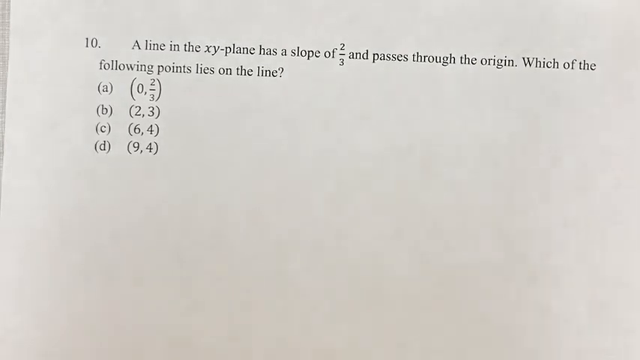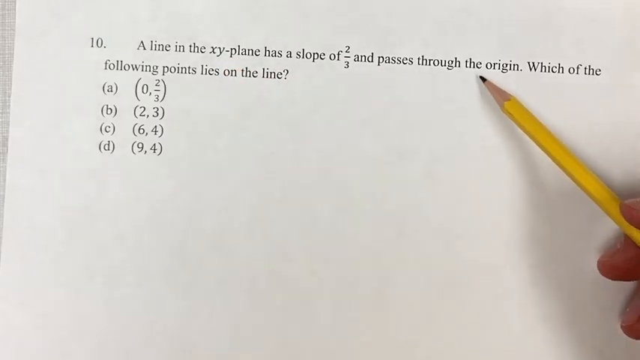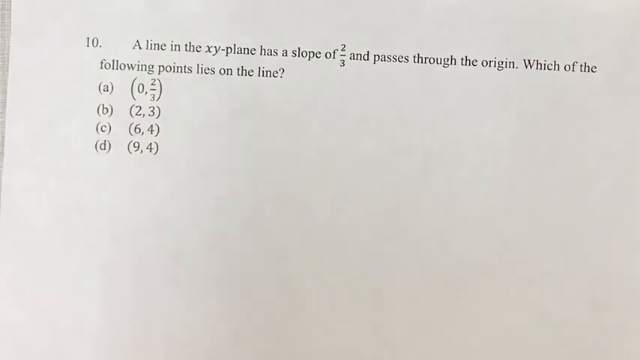In this problem, we're told a line in the xy plane has a slope of 2/3 and passes through the origin. We're asked which of the following points lies on the line. So the first thing we have to do is find the equation of the line.